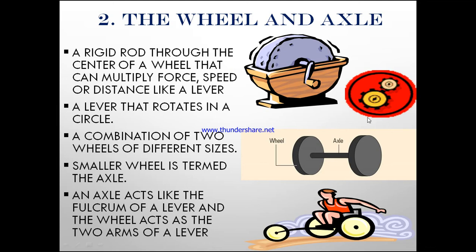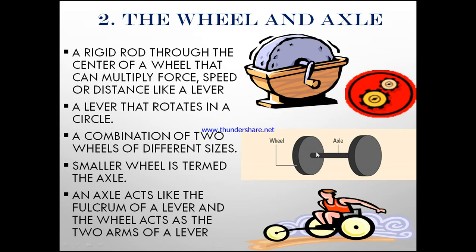Okay, like that. Circle. Okay, it is a combination of wheels of different sizes. The smaller one is called the axle. And the larger one is the wheel. So this is a combination between the axle and the wheel. The smaller wheel is the axle, so this is the axle.